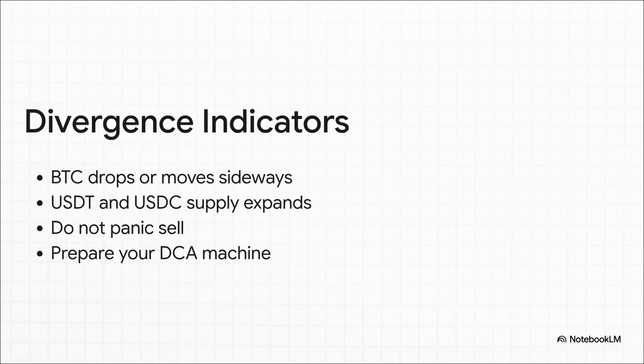So here is exactly what that divergence indicator looks like in the wild. Bitcoin's price is dropping, or maybe it's just moving sideways in this boring, choppy range. But simultaneously, the total supply of USDT and USDC is aggressively expanding. The printing press is running blazing hot while the price looks totally weak.